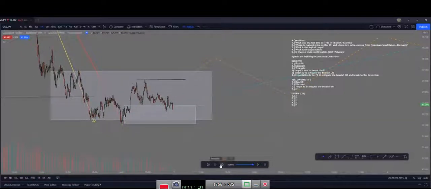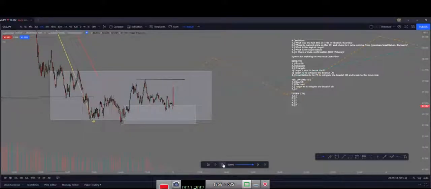Would you consider taking it long if it breaks the most recent high? I'm just asking the question. Because it could still come and mitigate this. I mean, definitely, it is doing that right now. I don't know, maybe we could put it on. I don't mind putting it on and seeing what it does. See what price is doing right now.